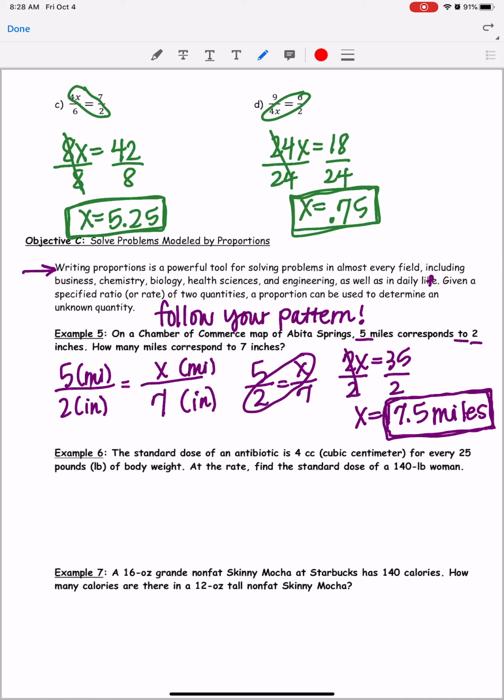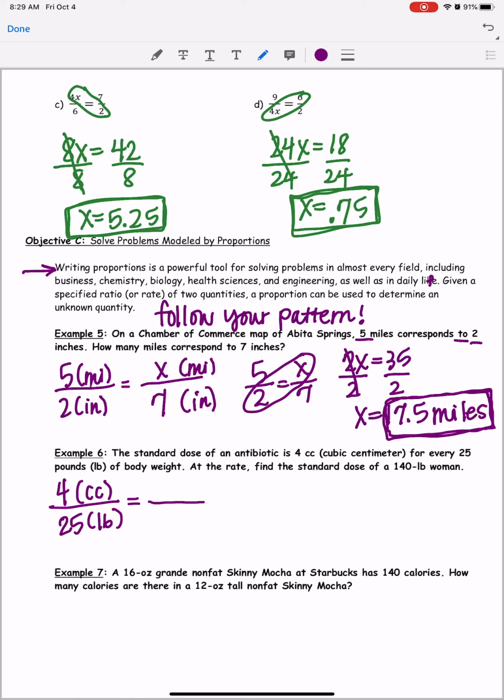Okay, all right. So now after I've probably confused you, let's try again. Example 6. The standard dose of antibiotics is 4 cc, which stands for cubic centimeters, for every 25 pounds of body weight. At this rate, find the standard dose of a 140-pound woman. So, the first thing they gave me is 4 cc's for every 25 pounds. So that's going to be my first ratio. So 4, I'm going to put this in parentheses again, cc to every 25 lbs.